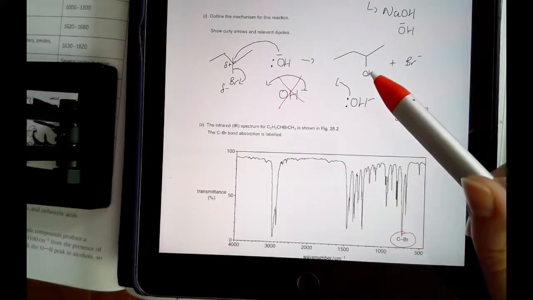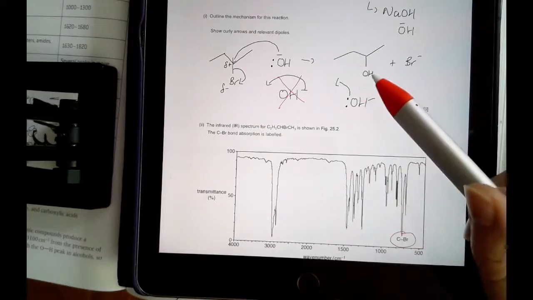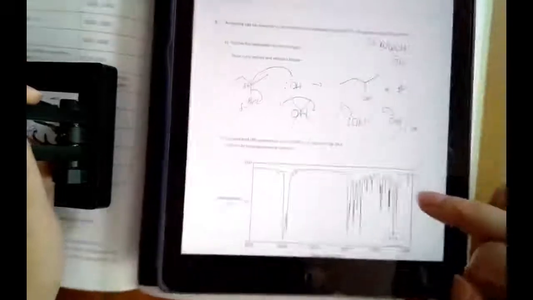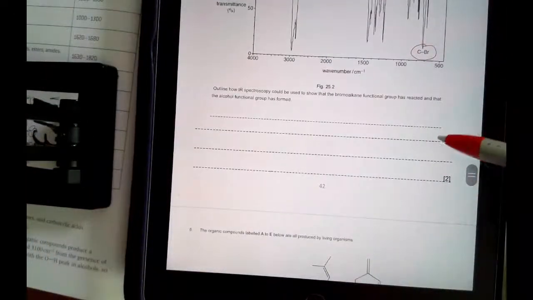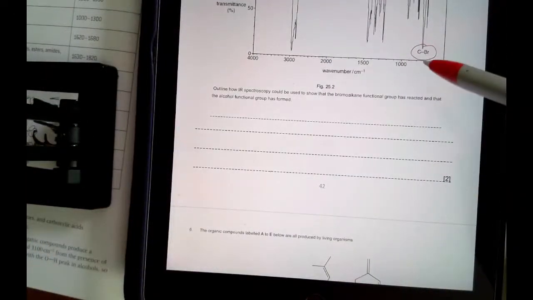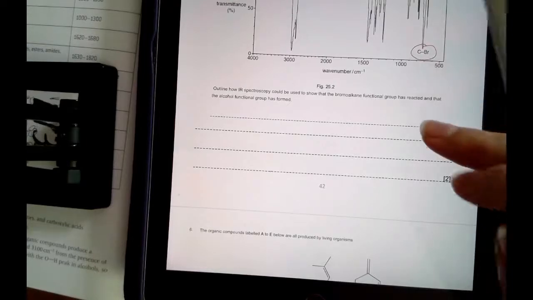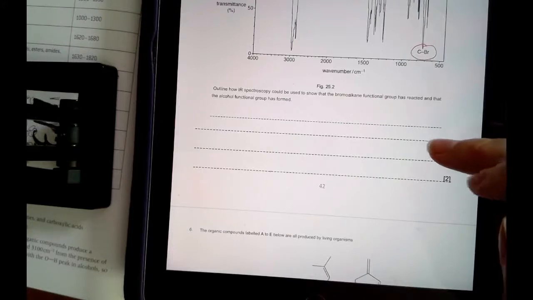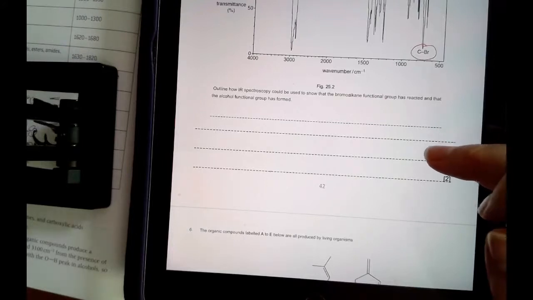The other difference you're going to see is you're now going to form an alcohol. So if you're forming an alcohol, you are going to have a peak between 3200 and 3600. So to get the 2 marks, you have to say the carbon-bromine peak disappears on the alcohol, and you have to say that you get the new alcohol peak formed. And you can use the table in order to get the relevant wave numbers.